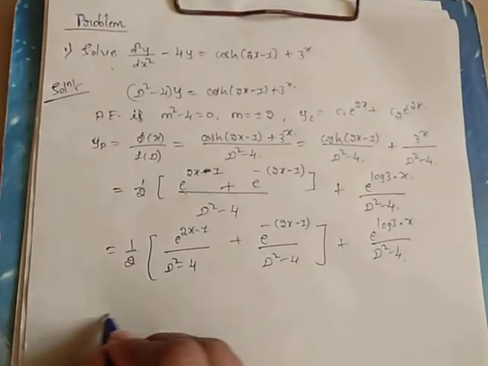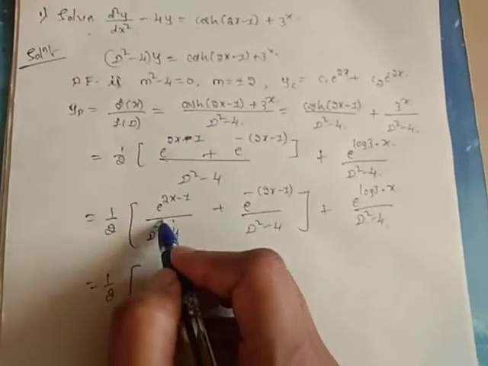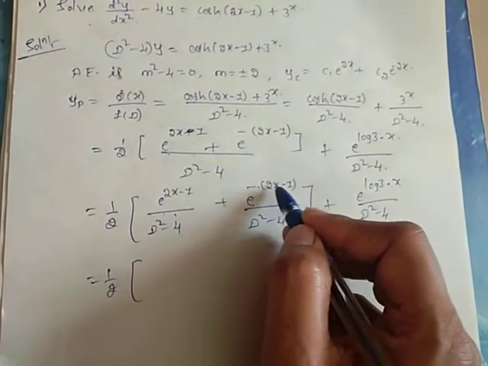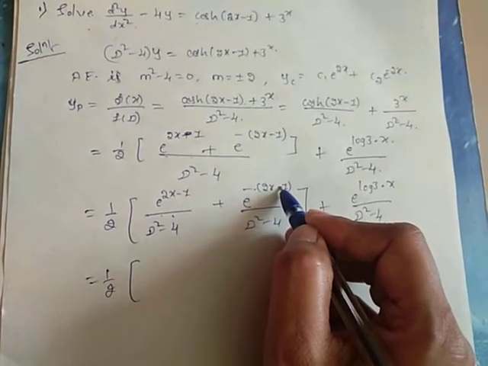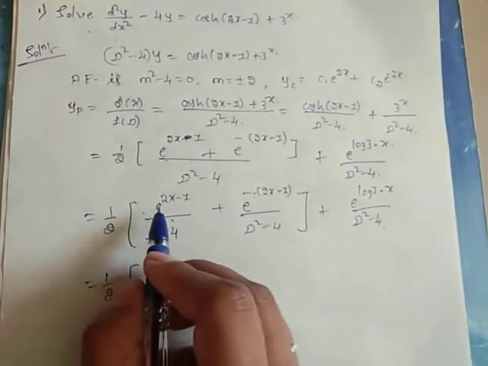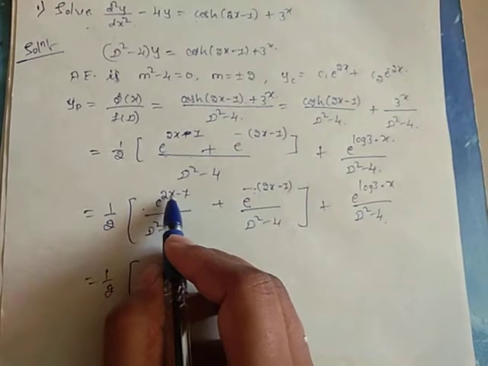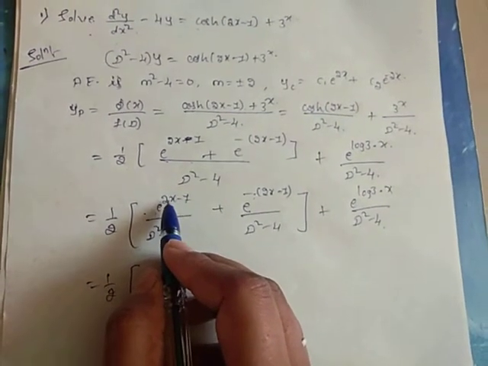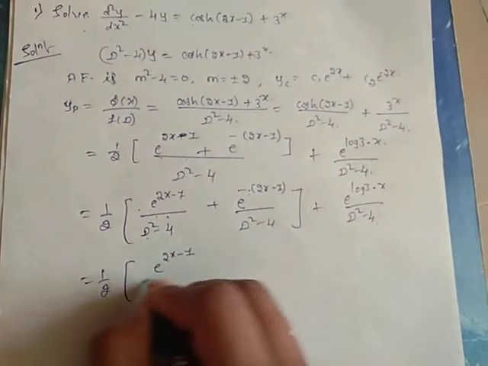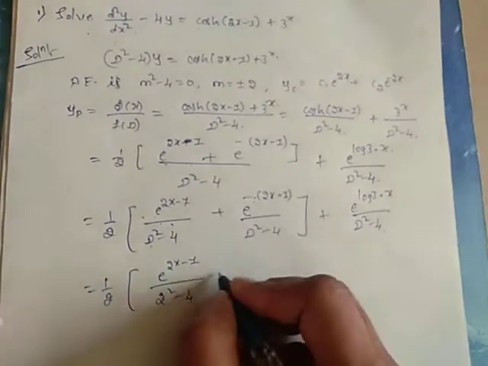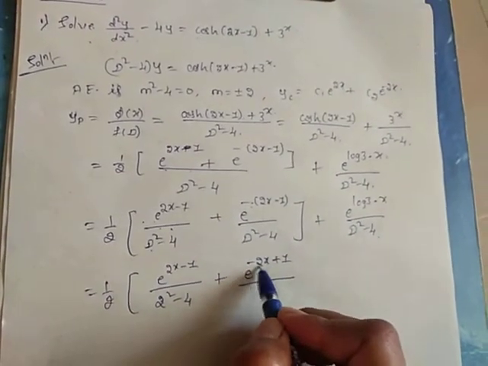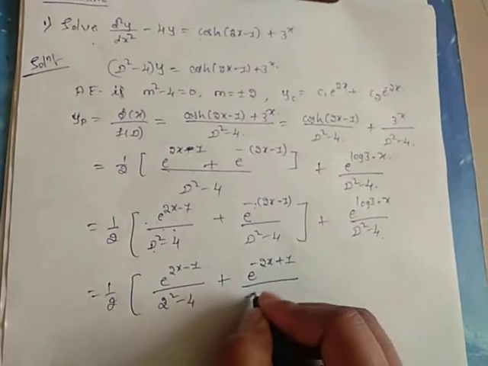After splitting the entire function, come to the first one, e raised to ax plus b. b is minus 1. E raised to, open the bracket here, minus 2x minus of minus plus 1, e raised to minus 2x plus 1. Here b equal to plus 1. So when the function is in the form of e raised to ax plus b, we just concentrate only on the coefficient of x. Here the coefficient of x is 2. Replace D by 2. E raised to 2x minus 1 by 2 square minus 4 plus e raised to minus 2x plus 1. So coefficient of x is minus 2. Replace D by minus 2.